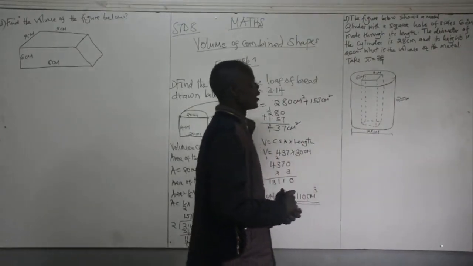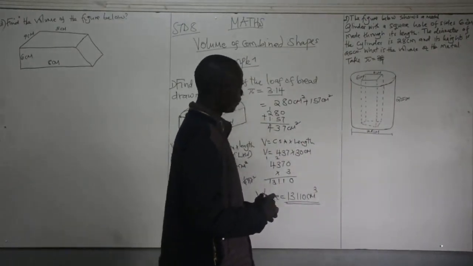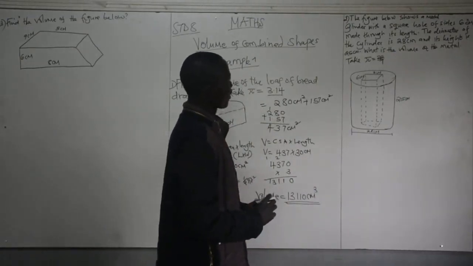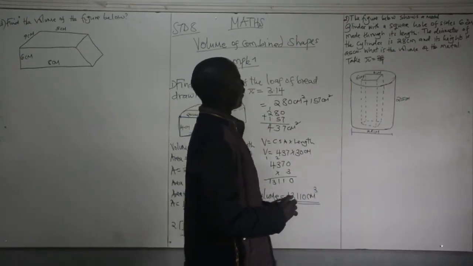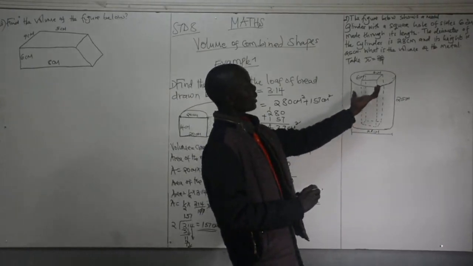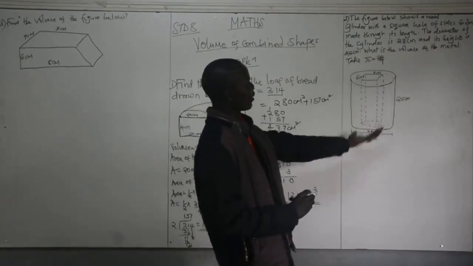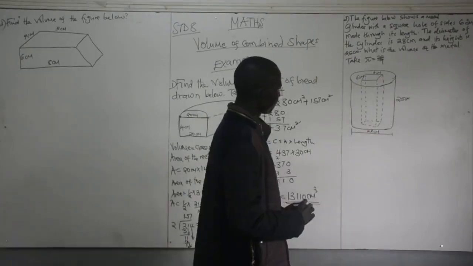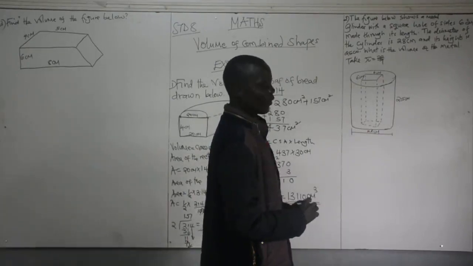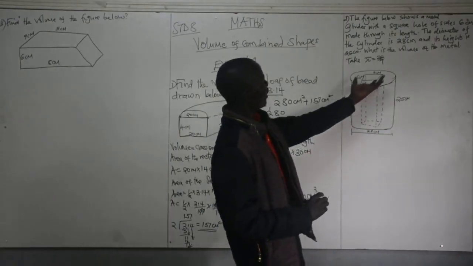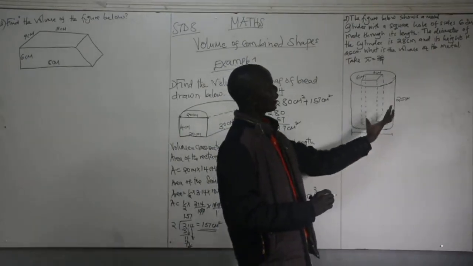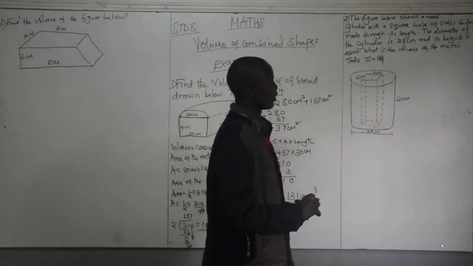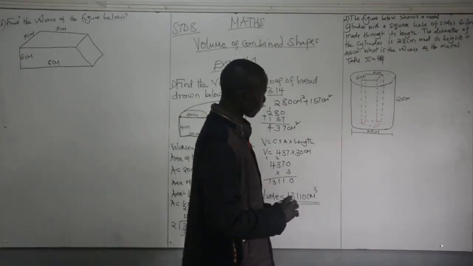In this case, they have said we take pi as 22/7. So let us look at this. This square hole of size 6 centimeters has been removed from this metal cylinder. But one thing you are supposed to know is that this one will have to share the same height as that of the metal cylinder, which is 25 centimeters.